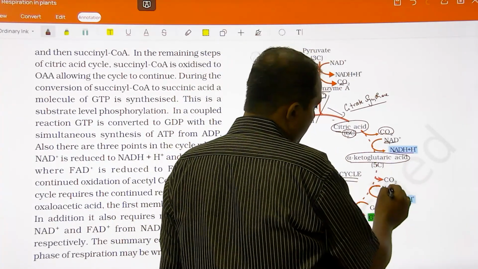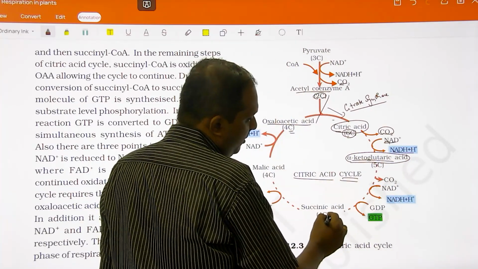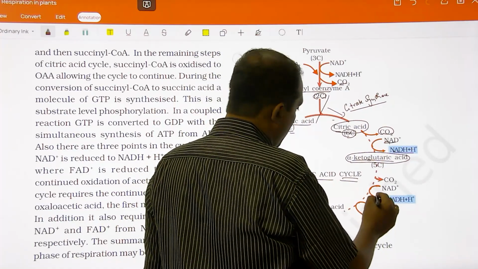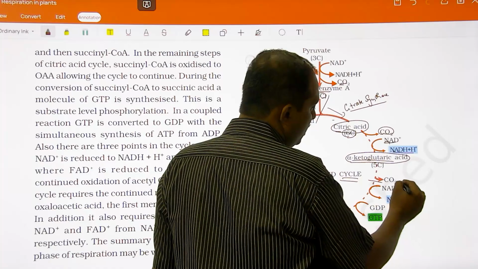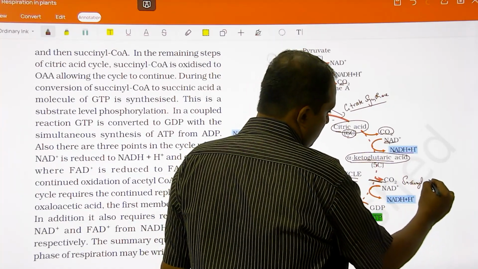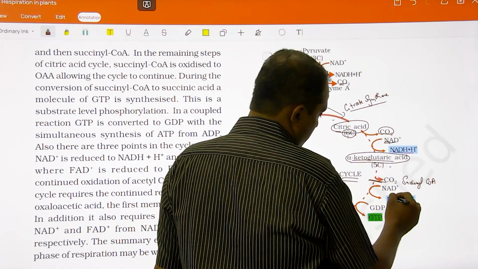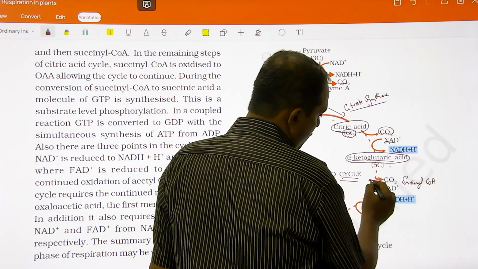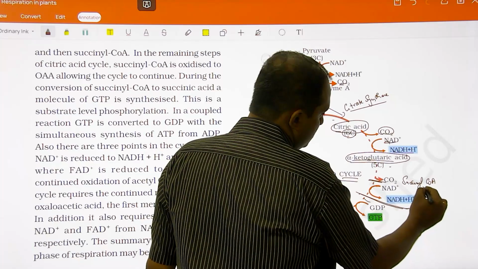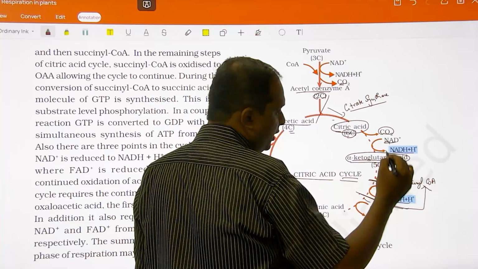Citric acid, alpha ketoglutaric acid. Now this alpha ketoglutaric acid will become succinyl CoA. You get a product here, succinyl CoA, in this step. Succinyl CoA, where again NAD plus is getting reduced to NADH and CO2.